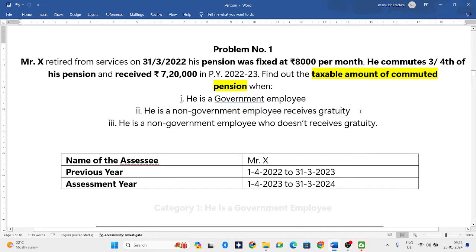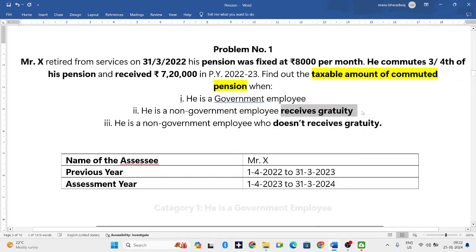If he is receiving gratuity, then 1/3 of the pension will be exempted. If he is a non-government employee who does not receive gratuity, then 1/2 will be exempted.